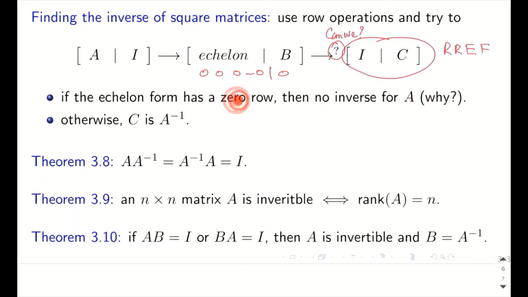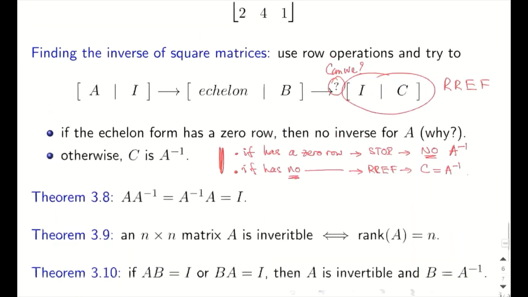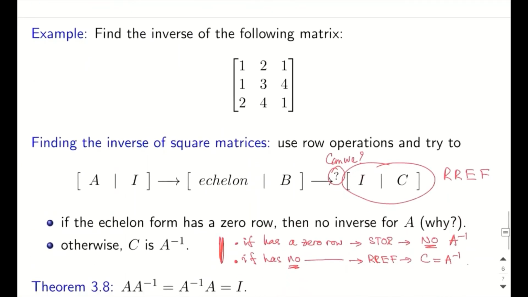Now, if there is no zero row, then proceed further to get the row reduced echelon form. That is going to give you the inverse matrix. All right. Now I'm going to work on this example. Find the inverse of the matrix here. I'm going to call it the matrix A.